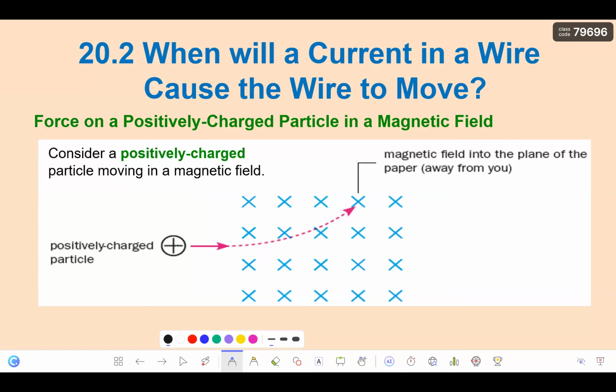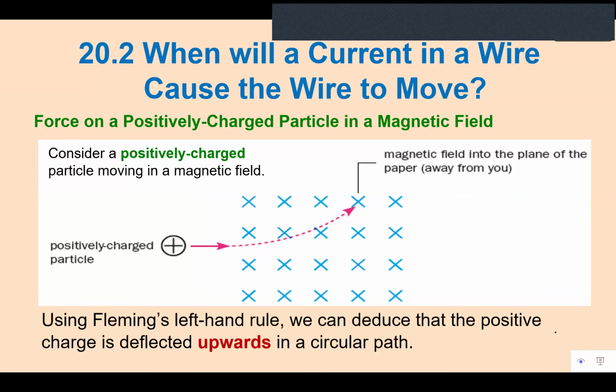If there is no upwards force, this positive charge will just move straight. But we say that this positive charge will be deflected upwards because there is a force acting on this charge that causes it to move upwards. Okay, you can take a look at this. Using Fleming's left-hand rule, this is how it looks. Current going to the right, magnetic field going in, you get a force upwards.